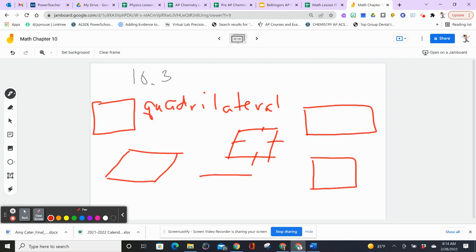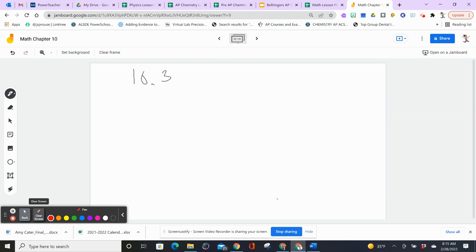And then we can have a trapezoid, which looks like that. So two of the sides are the same, but the top and bottom are not. They're parallel, but they're not the same length. Okay, so perimeter: the perimeter of any polygon is just the sum of all of its lengths and widths. If we took each side and added it all together, that would be the perimeter.